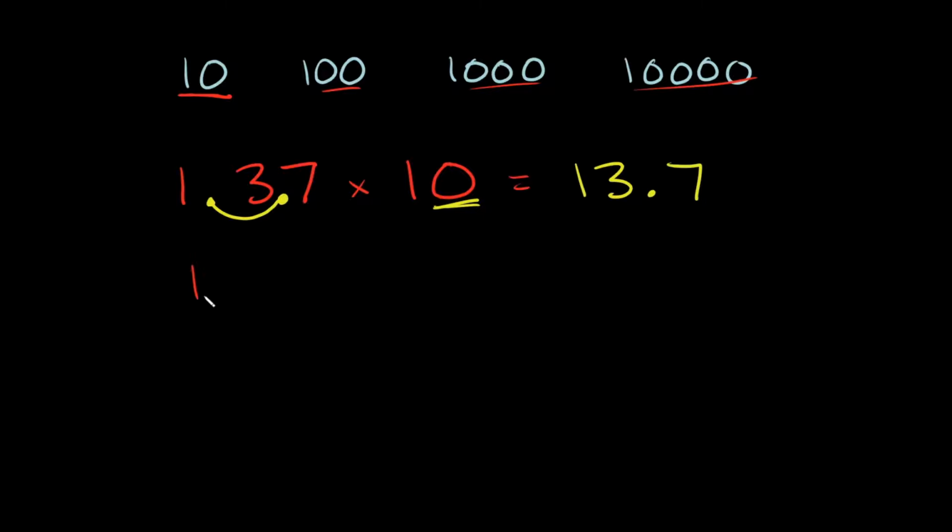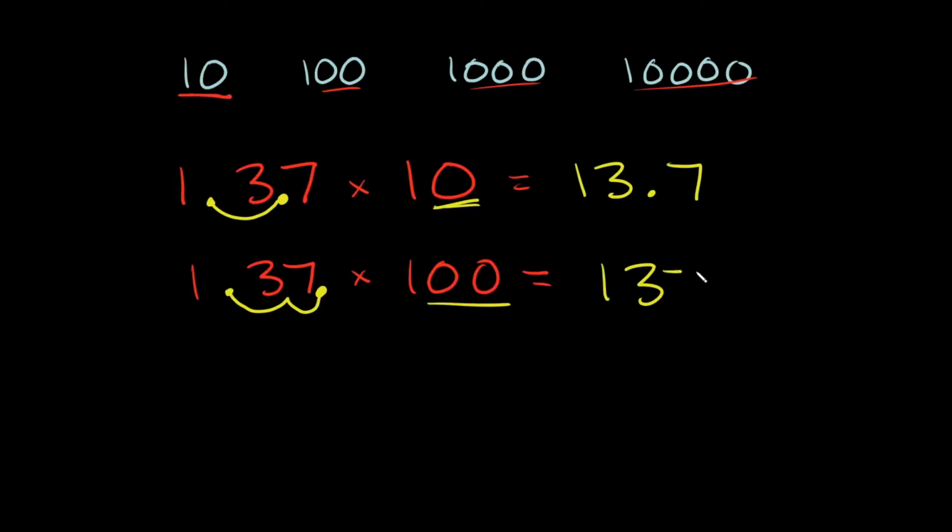Okay, now if I did 1.37 times 100, what would your answer be? Well, since we have 2 zeros here, we're going to move our decimal point 2 times. Okay, so then it's going to be right there. And then your answer would be 137. Or you could write it as 137.0. Both of those are the exact same thing.